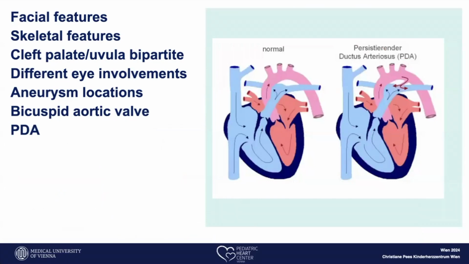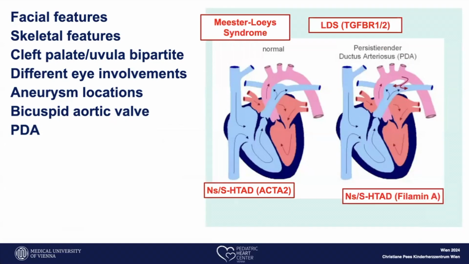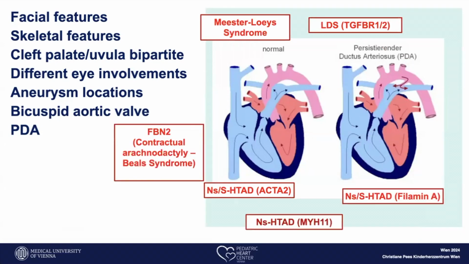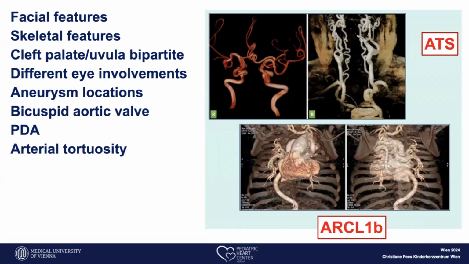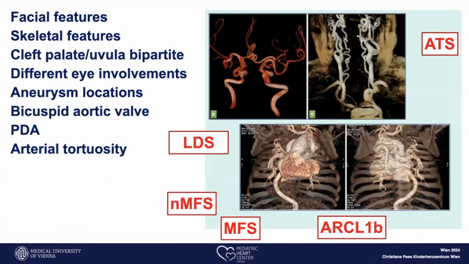We can have a persistent ductus arteriosus in some of these disorders, especially in Loeys-Dietz, but as well in Mees-Loeys syndrome and in non-syndromic hereditary thoracic aortic diseases. I talked about the arterial tortuosity, which is very pronounced in Loeys-Dietz and in the name-giving disease arterial tortuosity syndrome, but as well in autosomal recessive cutis laxa type 1b, and in some of the Marfan's patients, especially in neonatal Marfan's patients, one can see tortuosity as well.